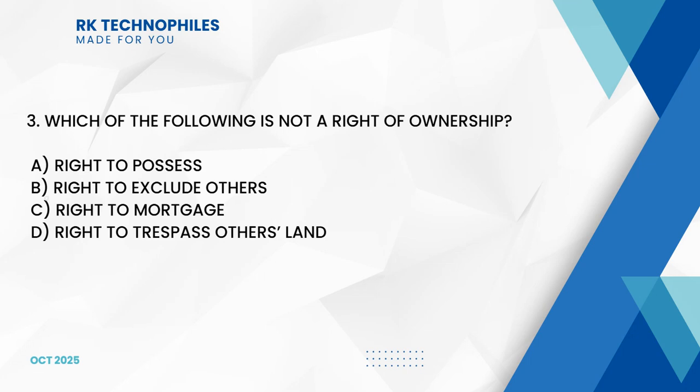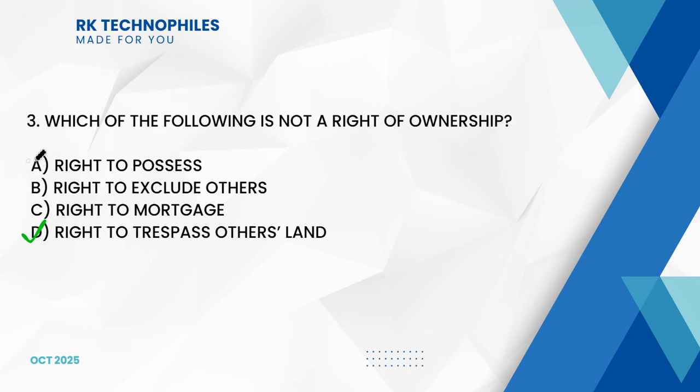Third one, which of the following is not a right of ownership? Right to possess, right to exclude others, right to mortgage, right to trespass others' land. The answer would be D.